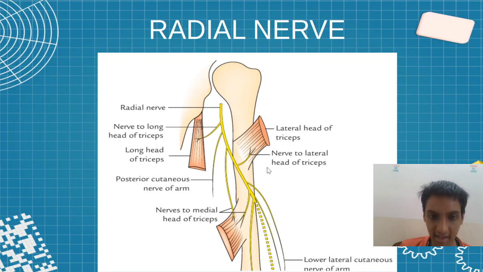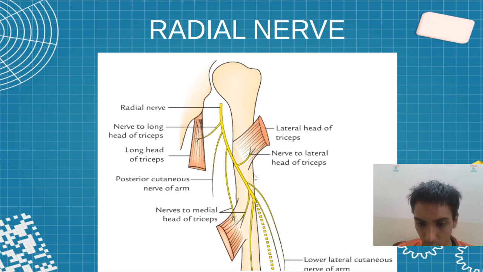Let's see the radial nerve. So radial nerve is from here. This is the starting point. This will supply the long head of triceps, a branch. Then it gives out a branch, posterior cutaneous nerve of arm. If we again keep going downwards, we have the branch supplying the medial head of triceps, then the lateral head of the triceps.